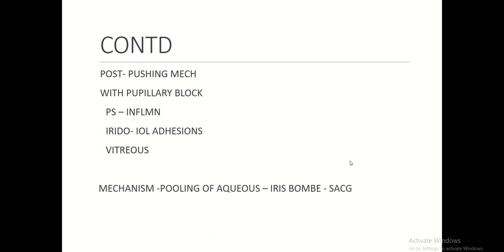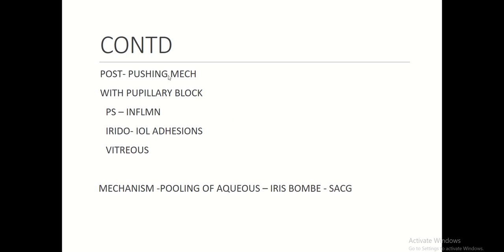So that is the anterior mechanism, where there is a pulling factor. There is a fibrovascular membrane which is going to contract and pull the iris towards the cornea. In addition to that, for secondary angle closure, you have a posterior mechanism as well. The posterior mechanism is a pushing mechanism. Something is pushing from behind. This pushing mechanism can be associated with a pupillary block or without a pupillary block.